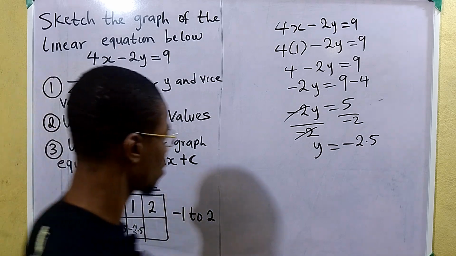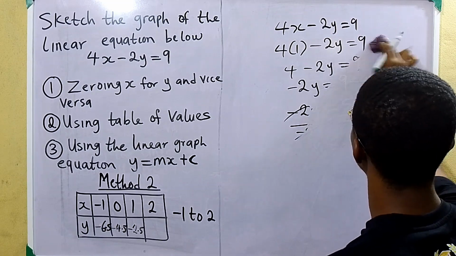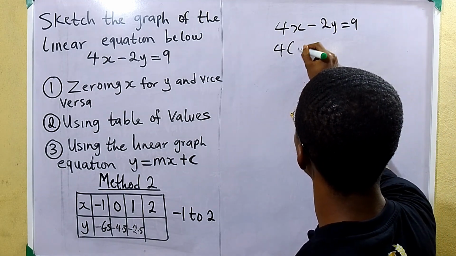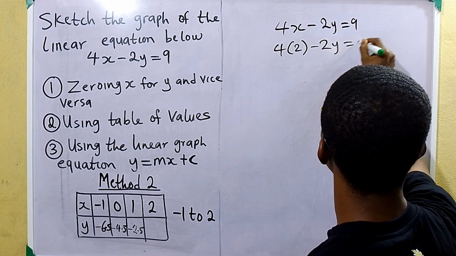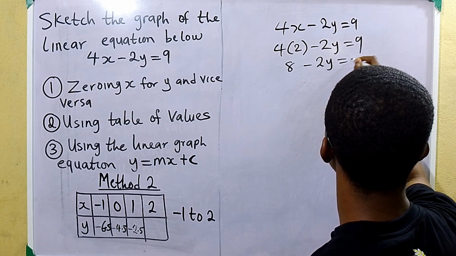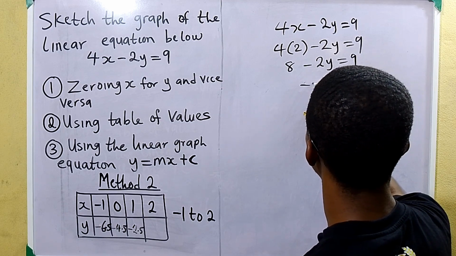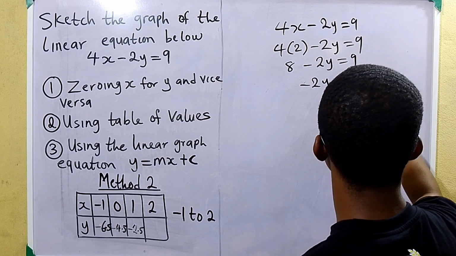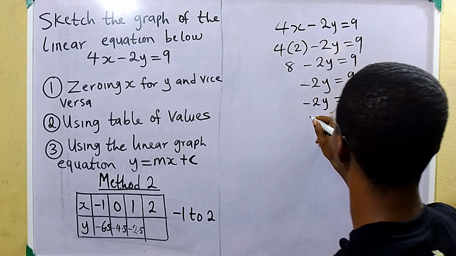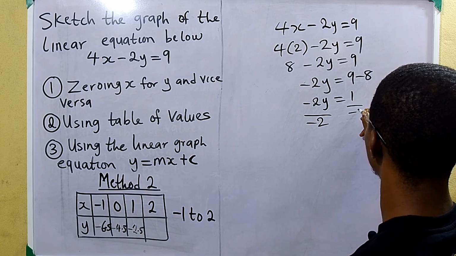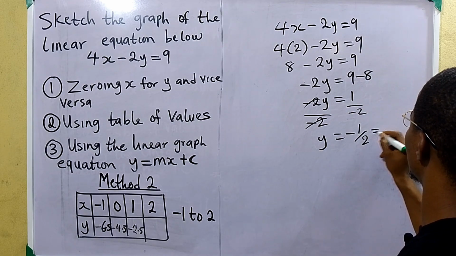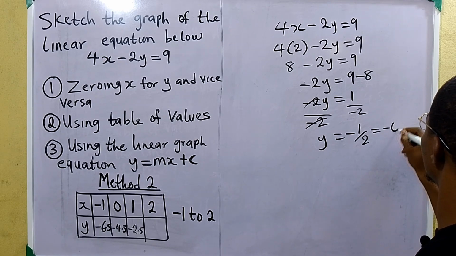-2.5. So let's go for our last value of x. We have that 4 multiplies 2 minus 2y equal to 9. So this is 8 minus 2y equal to 9. This crosses over, it becomes -2y equal to 9 minus 8. -2y equal to 1. So dividing both sides by -2, this cancels this. Our y equal to -1/2, which is equal to -0.5.